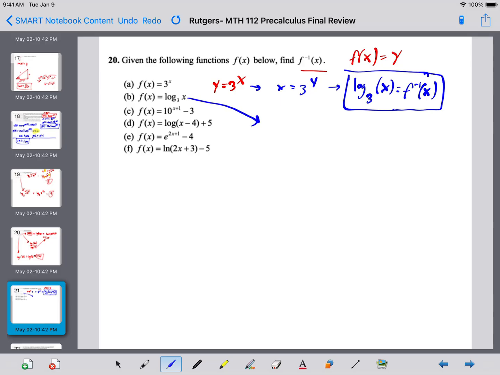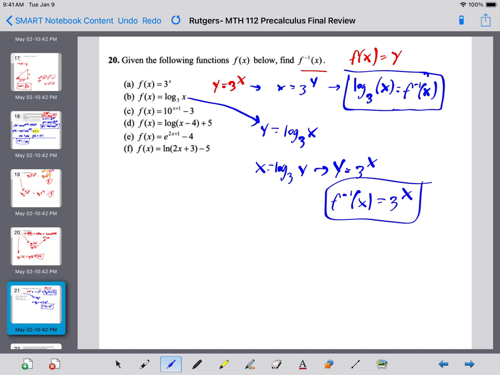Same thing here. We have y equals log base 3 of x. We're going to switch our x and y. And then the way we solve, convert to an exponential. The base is 3, the exponent is x, and the argument is y. And then replace that y with the inverse of f of x. That way you're showing it's the inverse, no longer equals that original function. Okay? I'm going to erase this and we'll go to part C.